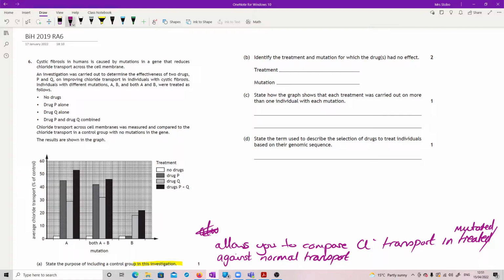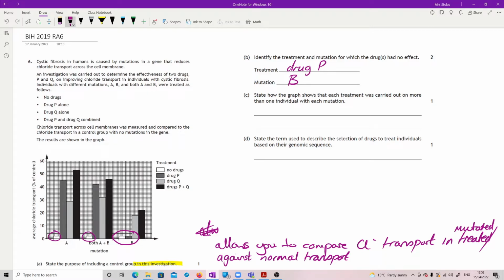Identify the treatment and mutation for which the drugs had no effect. So I'm looking for a treatment where I didn't get any change from the control. Our control is here. So you can see that all of them are different in A, both A and B, all of them are different. However, here, our treatment here is drug P with mutation B. That gave us no change to the chloride transport from the control.